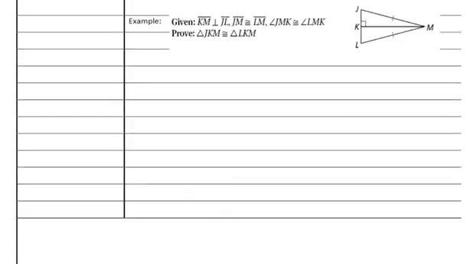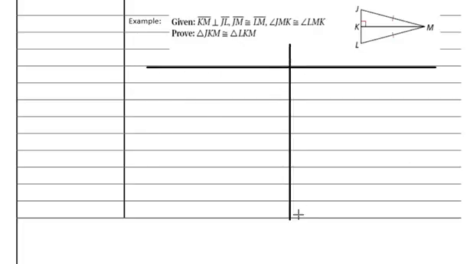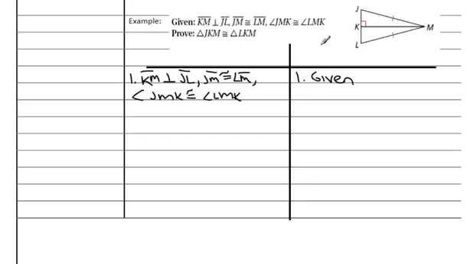Okay, and let's go ahead and do one more together. Go ahead and draw in our 2-column proof here. And go ahead and copy the picture and all this that is given. I'm going to go ahead and write down everything that's given because that's the easy part. And I also need to mark what it is that they gave us.